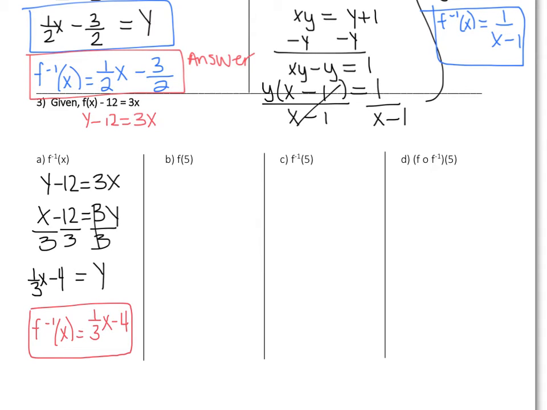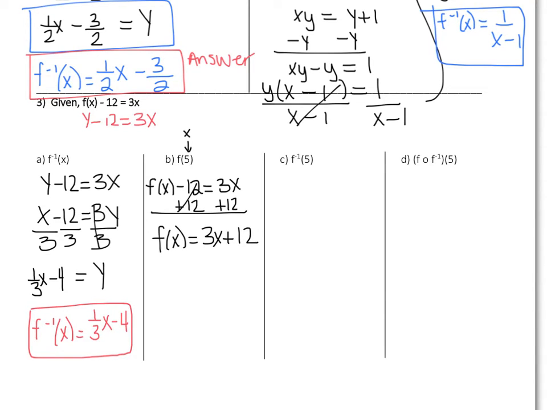Excellent. Now the second part says find f of 5. f without this inverse notation is just the original function. So this means what is the value of y when your x value is 5 in the original function? So f of x minus 12 equals 3x. Let's get this to y equals, make your life a little bit easier. So f of x equals 3x plus 12.